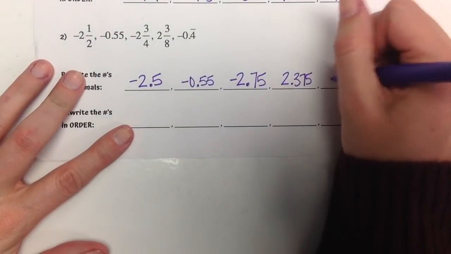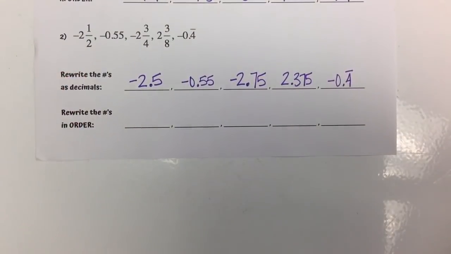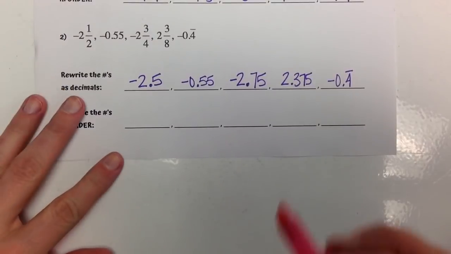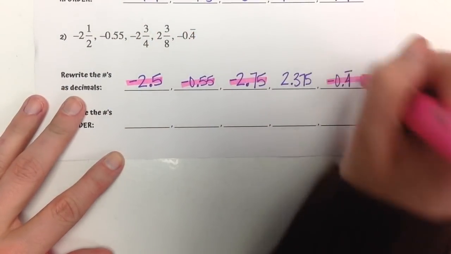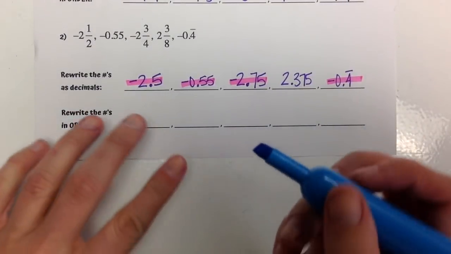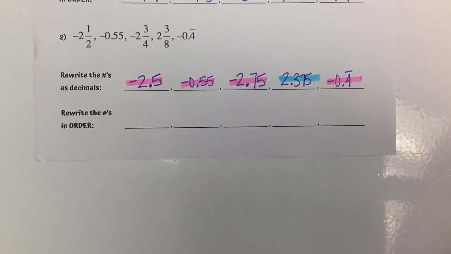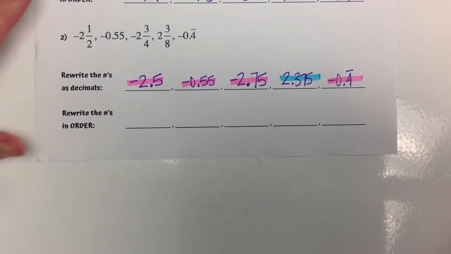And then our last one is already in a decimal form. Don't forget to show the bar over it because that's showing that it's a repeating number. Now I'm going to go through again, identify my negatives, identify my positives. So I got negative, negative, negative, negative. And then I have 1 positive. So I should know right away this positive number should be my biggest number since there's only one of them.